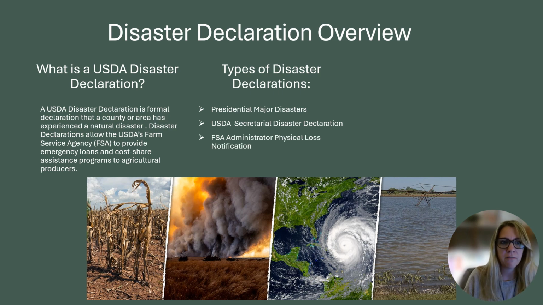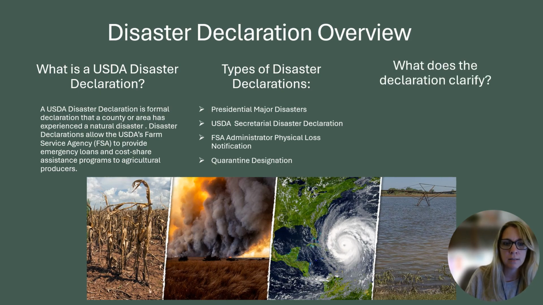The third is the FSA Administrator Physical Loss Notification. This is a declaration made by the FSA administrators. This declaration happens in the event of a natural disaster that causes physical damage or loss, for example, dead livestock, collapsed buildings, and destroyed farming structures. The fourth and final is the quarantine designation. This type of designation relates to animal or plant quarantine laws. The bird flu and the pine beetle are good examples of this.